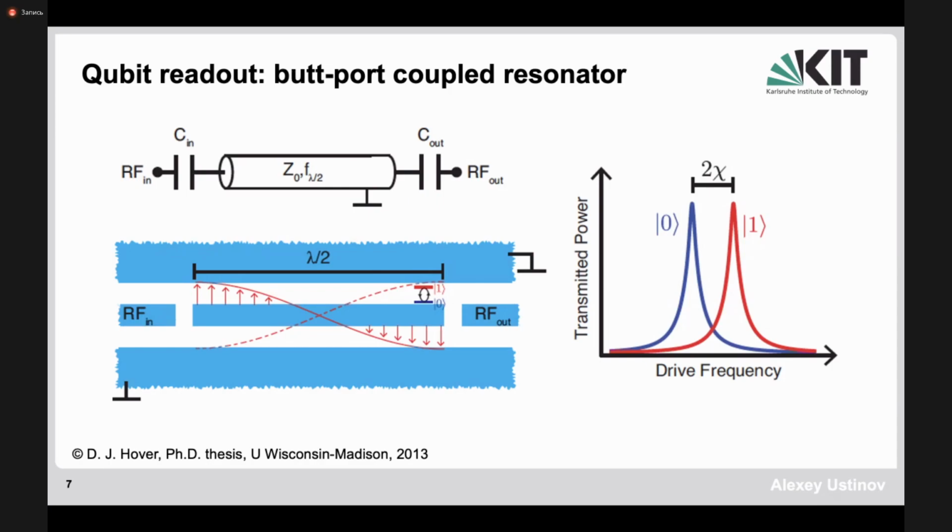So if you couple the transmon or charge qubit, you need to couple it at the end of the resonator. If you couple the flux qubit by magnetic field, you need to couple it in the middle of the resonator.